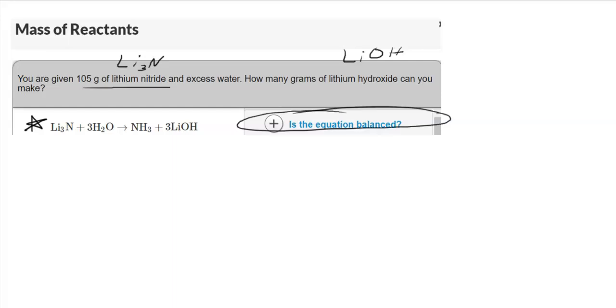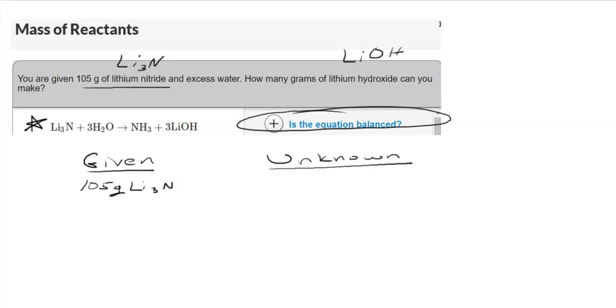Okay, so the next thing you're going to do is write down what you're given, which is 105 grams of lithium nitride, and the unknown is how many grams of lithium hydroxide can you make if you start with 105 grams of lithium nitride, right? So we're starting with 105 grams of that, and we want to know, if everything goes perfectly, how many grams of lithium hydroxide are we going to make. Now, you can't go directly from grams of one substance, lithium nitride, to grams of another substance. Can't do that conversion. You have to use a middleman.